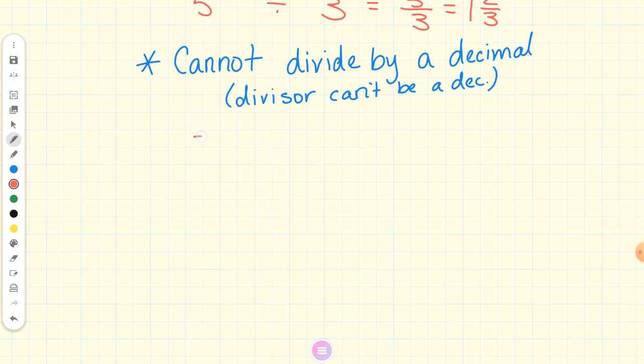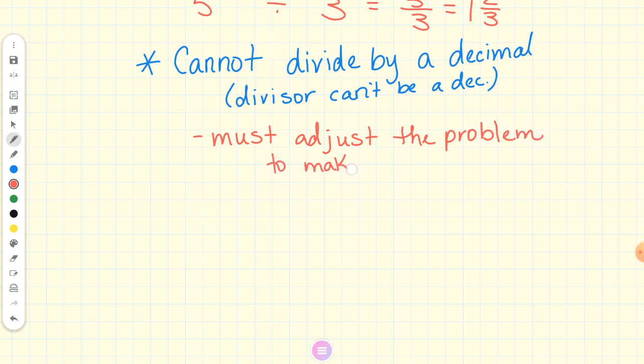You must adjust, and I'll show you how in just a second, adjust the problem to make the divisor a whole number. Okay, so that's just going at the bottom of that decimal dividing notes page. That's just a sheet you can refer back to if you need it.